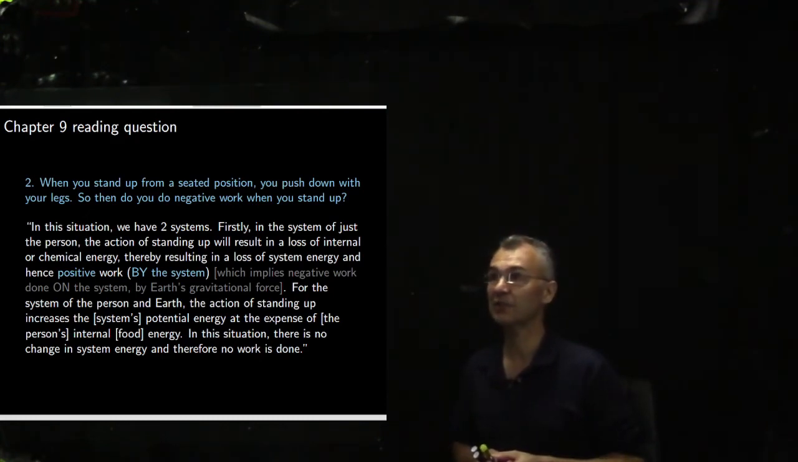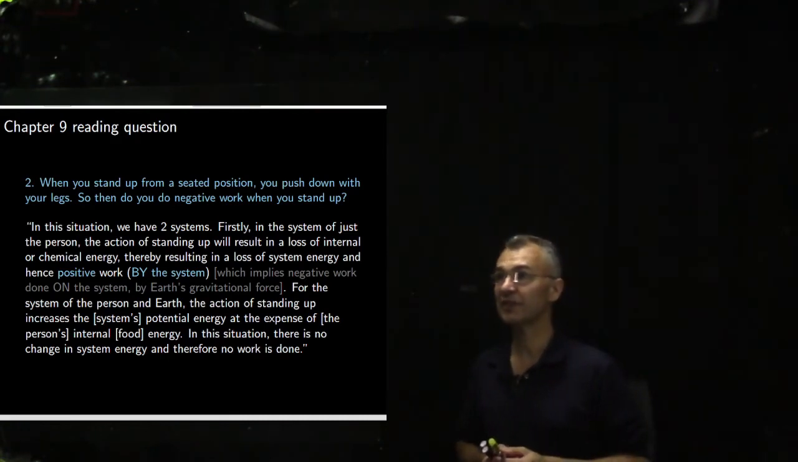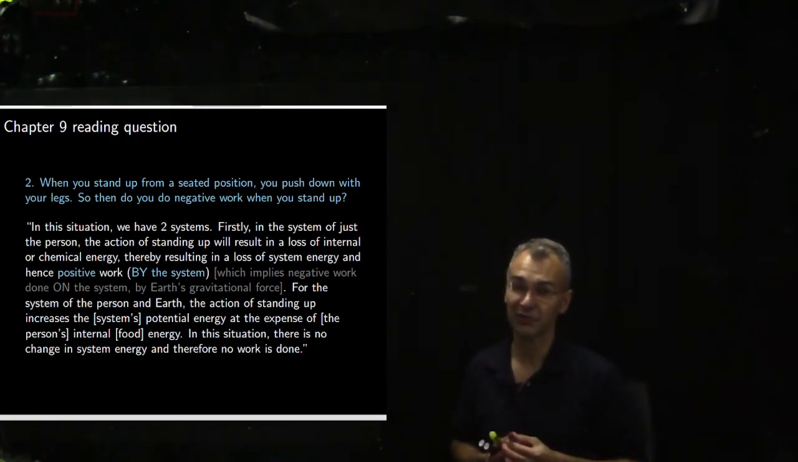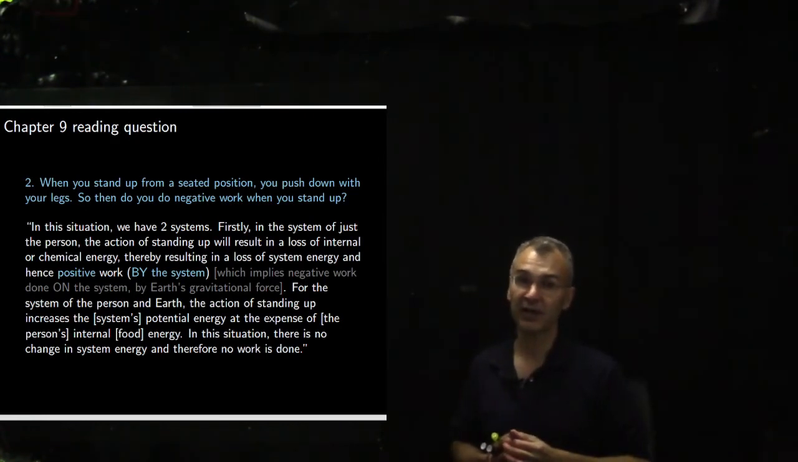Here's one example answer. In this situation, we have two systems. First, in the system of just the person, the action of standing up will result in a loss of internal or chemical energy, thereby resulting in a loss of system energy and hence positive work done by the system. Gravity is an external force which points in the downward direction because Earth is not part of the system. The person's center of mass is being displaced upward. So the point of application of the force is being displaced upward, but the force points downward. So that is negative work done on the system by this external force, which is Earth's gravity.